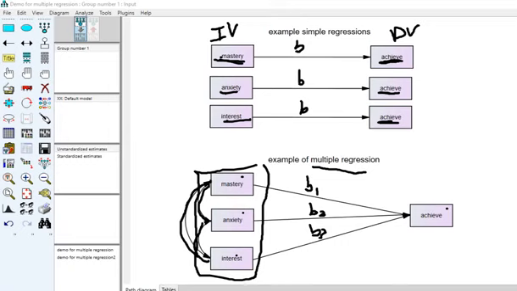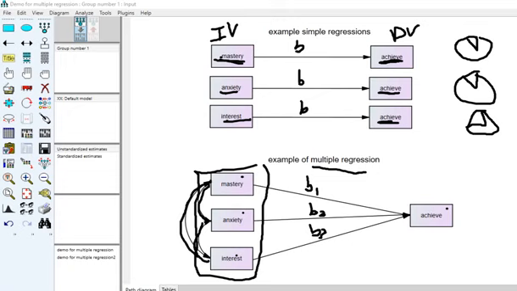Another reason is this: I'll draw out a circle here reflecting the total variation in the dependent variable. If I look at the relationship between a single independent variable and a dependent variable, then we're only going to explain a certain percentage of the variation in the dependent variable.